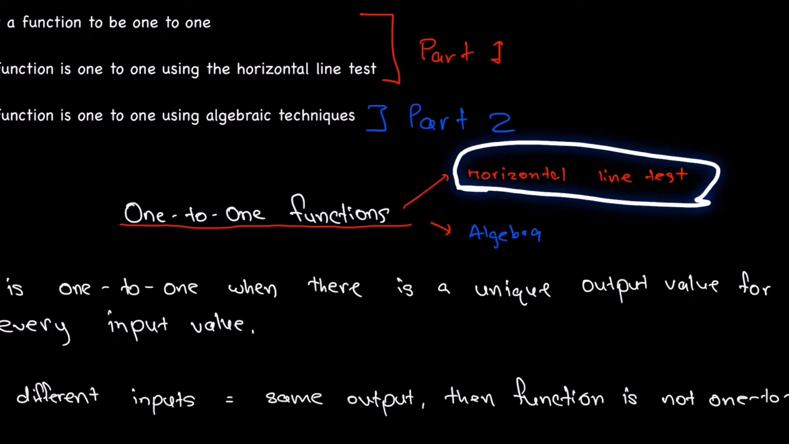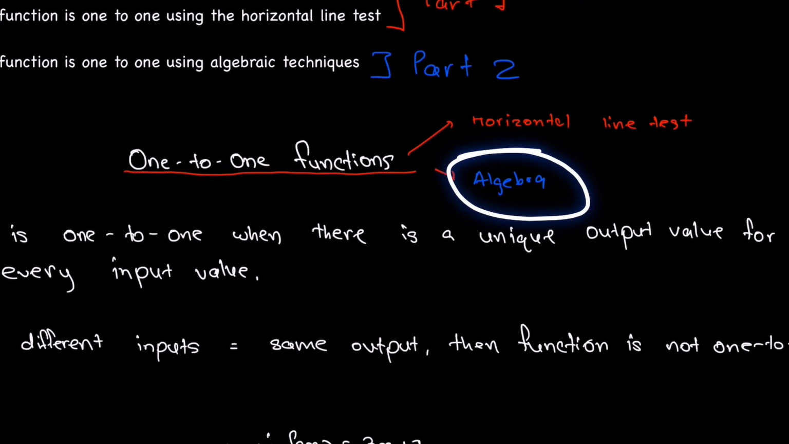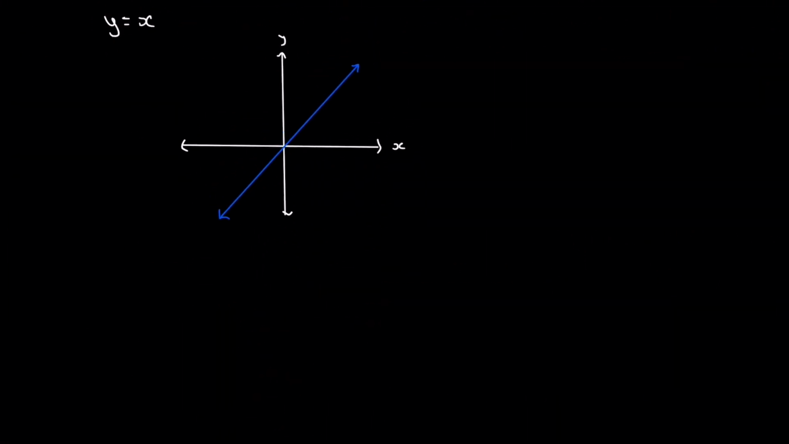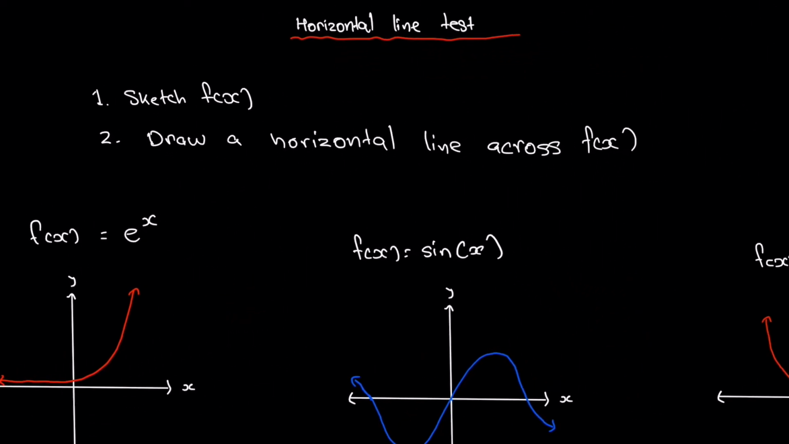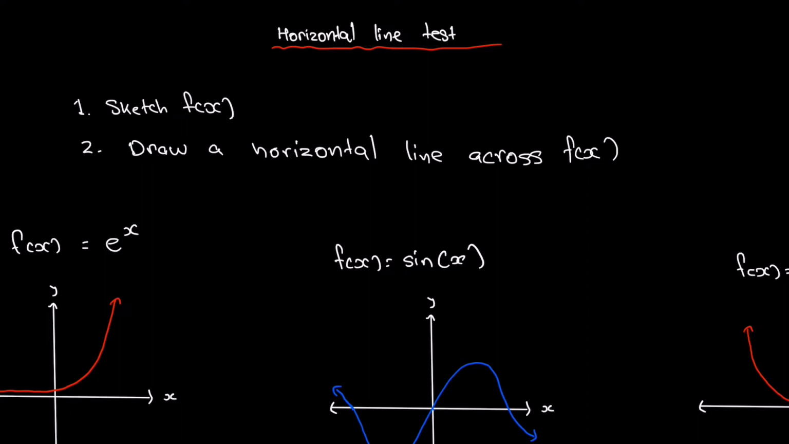Like I said earlier, we're going to focus on the horizontal line test for this video, and part 2 is going to go through the algebraic part of it. Either way, both of these work in determining whether they're one-to-one or not, but for simplicity's sake, we'll do this one first. So the horizontal line test, okay? It's very simple and intuitive, an easy technique.